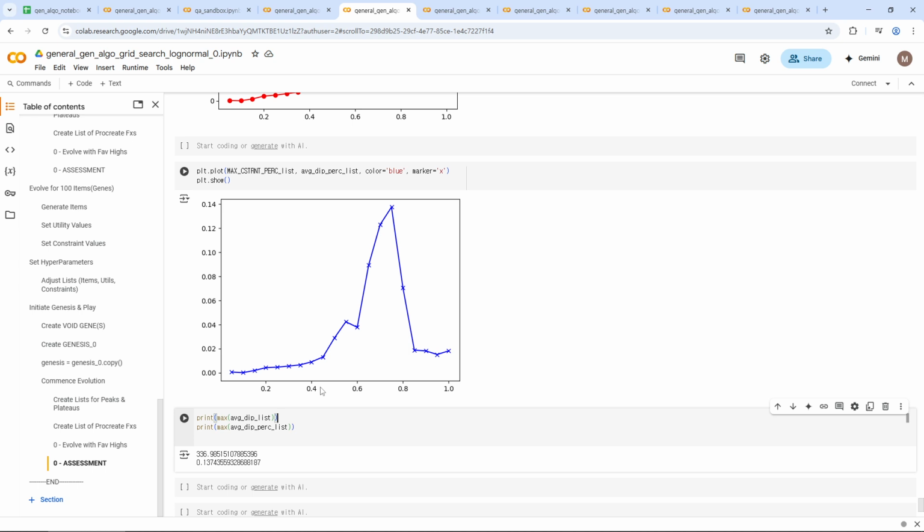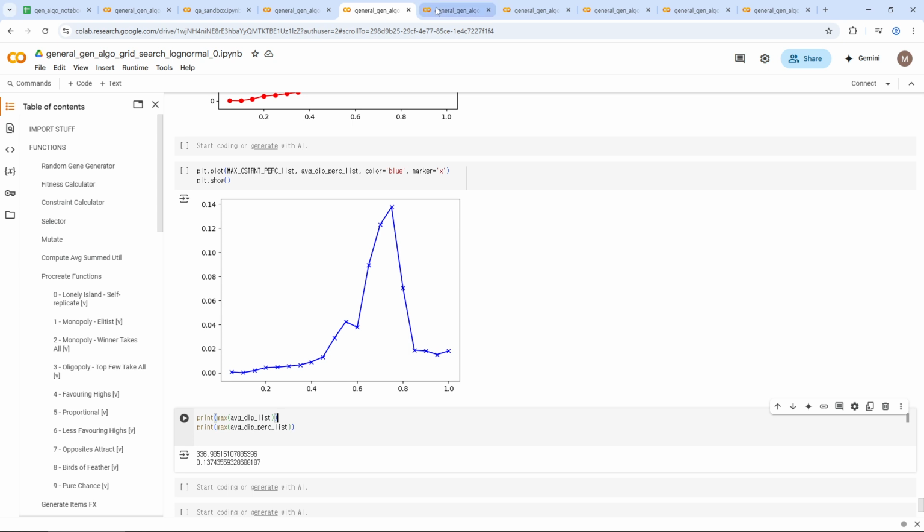And in a few of my previous videos, I've said that if the dip percentage is around 3% or less, I would just consider it as no dip. But right now, there we go, 0.6, and so dips start happening when the maximum constraint percentage is 0.55 or 55% or above, and then dips don't occur, we could say, when the maximum constraint percentage is 85% or above. And it is at its highest when it's at 0.75 or 75%, when log normal distribution is used both for the utility values and the constraint values.